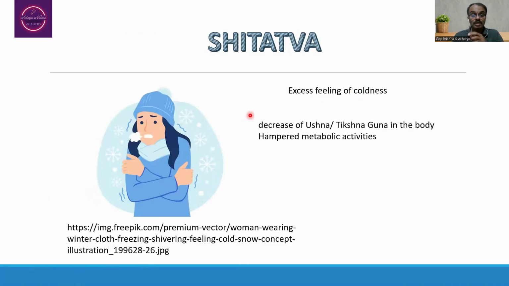Shitatva, so that is excessive feeling of coldness, which is specifically that may be seen in terms of the decreased ushna as well as tikshna guna in the body that may be seen there. Hampered metabolic activities, that may be the outcome because of this, wherein the person may have excessive feeling of coldness.